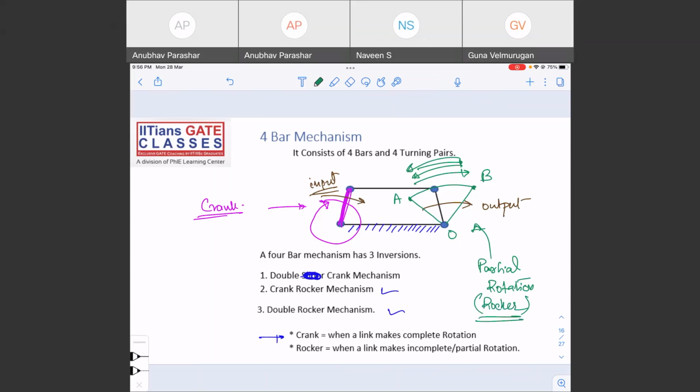So this mechanism is called crank rocker mechanism. If both the links are crank, it will be known as double crank. If both the links, input and output links, are rocker, it will be known as double rocker.